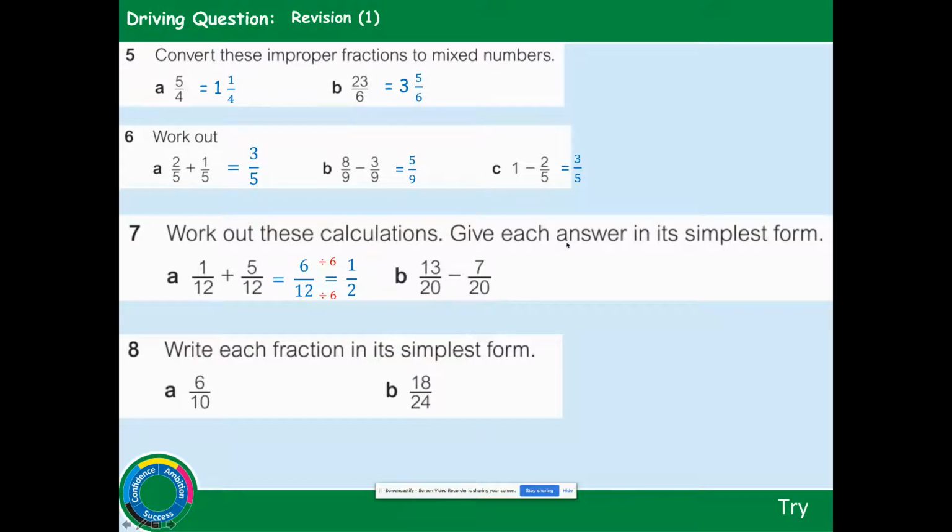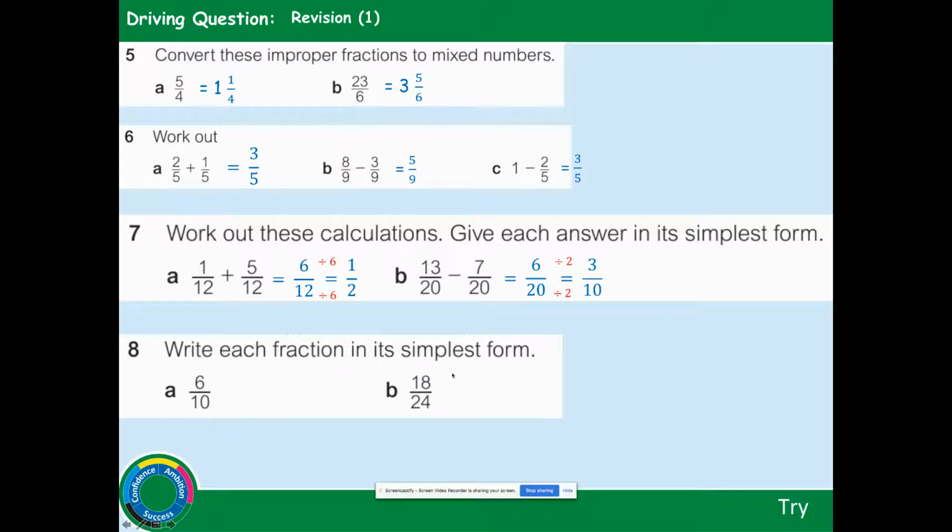13/20 subtract 7/20, so we're left with 6/20. Again, we've got even numbers. We could divide by 2 to get 3/10. In fact, I think that's all we can do. Yes, because nothing goes into 3 and into 10. So this is an example where we haven't got 1 on the numerator, but there's nothing that will go into 3 and into 10. So that is it in simplified version.